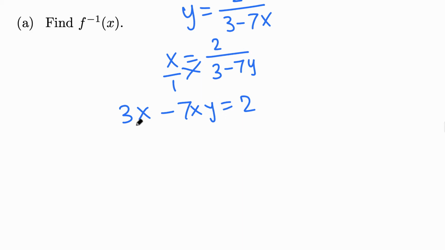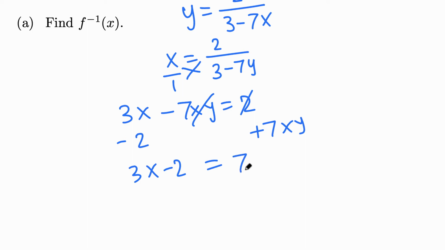Here is y and it's got a negative. How about moving this term to the other side? That means add 7xy, and 2 moves to the left, so subtract 2. So we have 3x minus 2. Do not subtract further, these are unlike terms. 3x minus 2 equals 7xy.